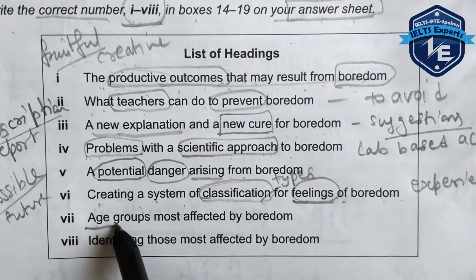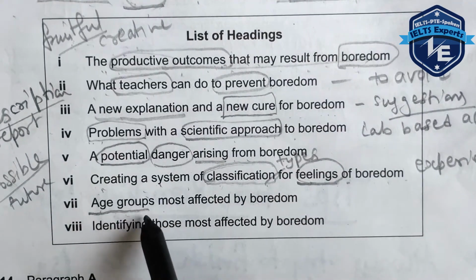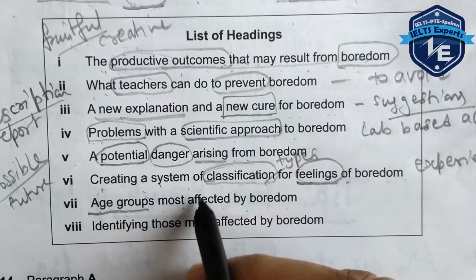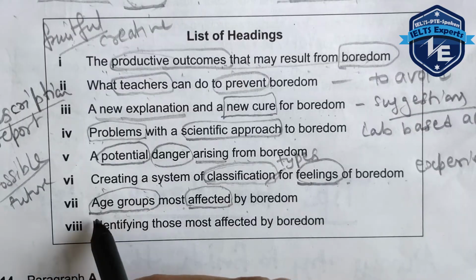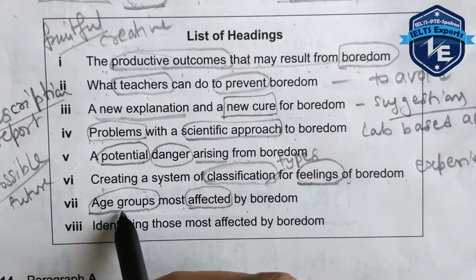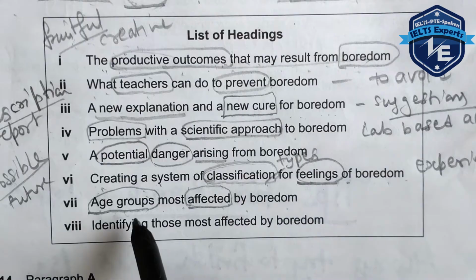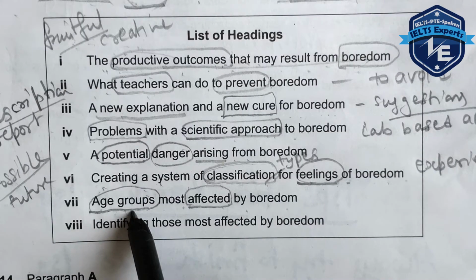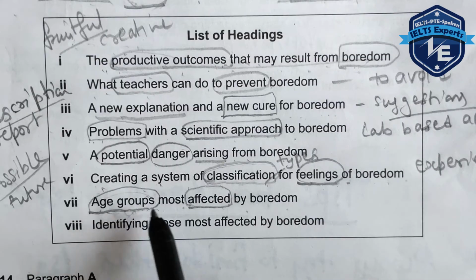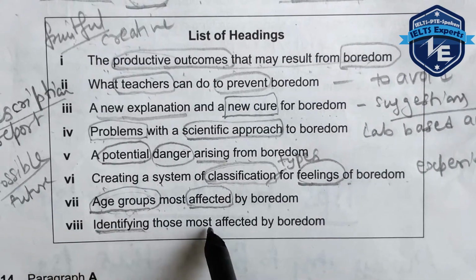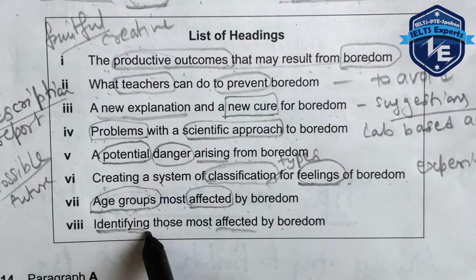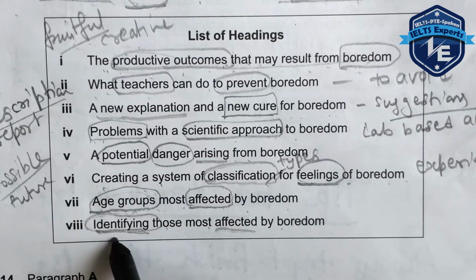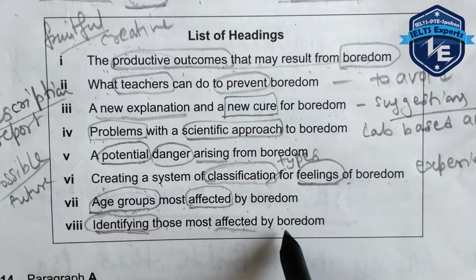Okay, age groups. Next is age groups most affected, having an impact on something. There may be some kind of age groups given in the paragraph, maybe teenagers or youngsters or old age groups. We can get these kinds of words in the paragraph. Identifying those most affected by boredom. Identifying, finding those most affected by boredom.